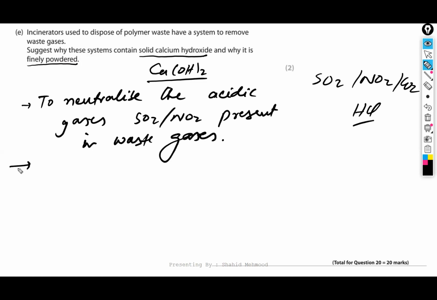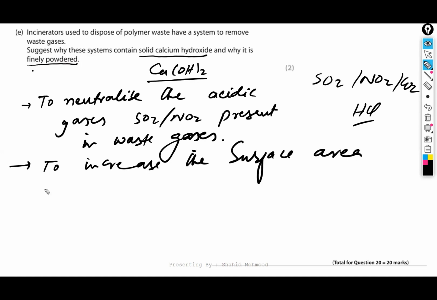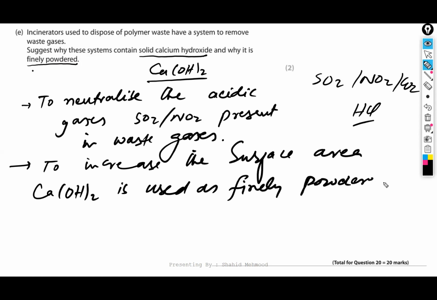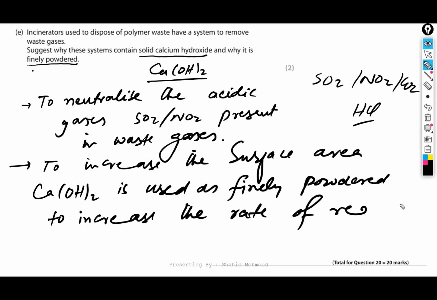This is the first one because there are 2 more questions. Why is calcium hydroxide used in finely powdered form? To increase the surface area, to increase the rate of reaction.